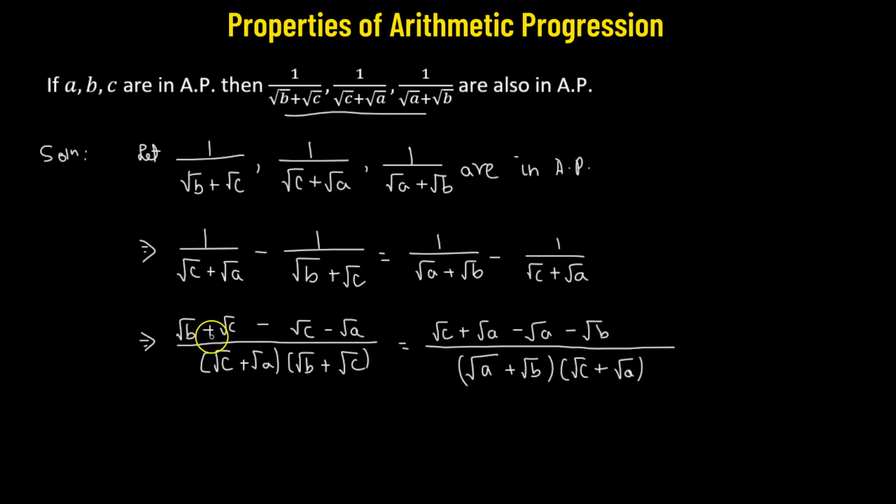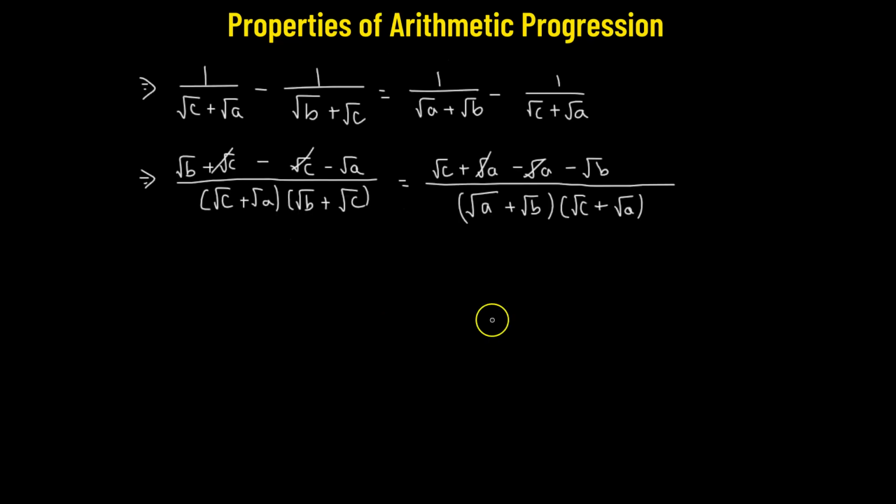Now on the left hand side, in the numerator we can cancel out square root of c and negative square root of c, and on the right hand side we can cancel out square root of a and negative square root of a. So this is going to give us square root of b minus square root of a in the numerator, and if we compare the new denominator on both sides, we see that square root of c plus square root of a will also get factored out.